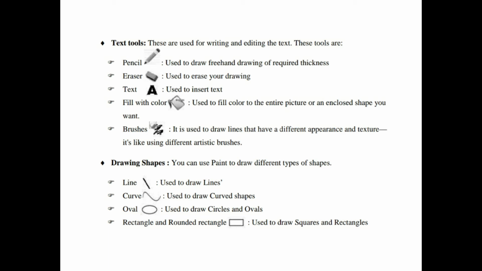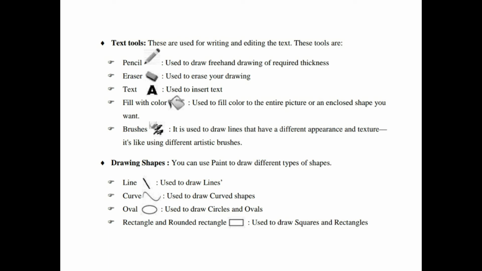They are grouped into two types. One is tools, and the other is drawing shapes and paint options, and so on. Now the first one, tools. The first one is pencil. This pencil tool is used to draw freehand drawing of required thickness. We can make thickness differences, and then we can draw pictures by using the pencil. By using this tool we can draw freehand writing, or we can draw pictures on the screen.